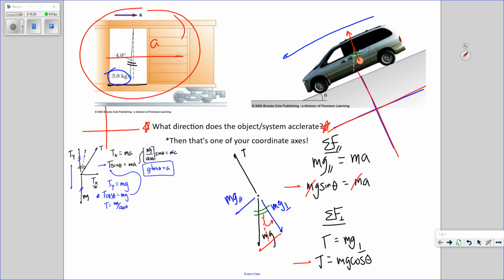What you have to be able to recognize in questions like these that are a little bit wacky is that systems of objects that are connected physically by rigid, non-stretchy strings or other things accelerate at the same rate. So if the train car accelerates right, the ball is accelerating right. If the minivan accelerates down the incline, then this ball accelerates down the incline.